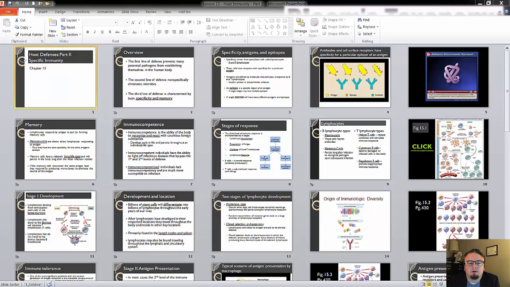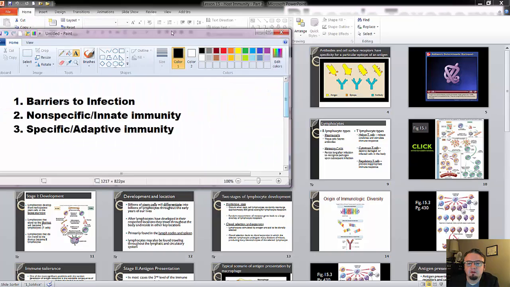Hey everyone, we're going to take a look at Chapter 15, and Chapter 15 is going to cover the third line of the immune system, which is often referred to as the specific or the adaptive immune response. So let's go ahead and jump in with a slight recap from the last chapter.